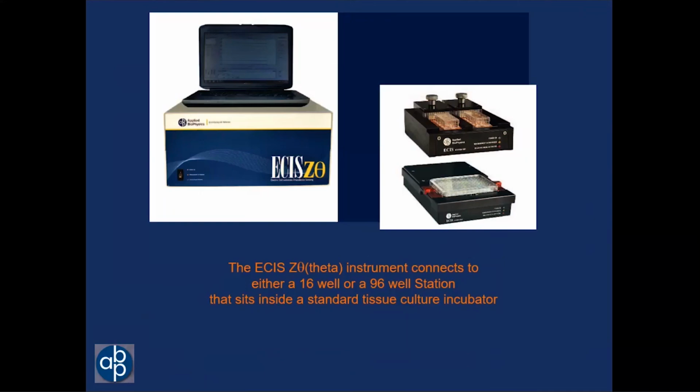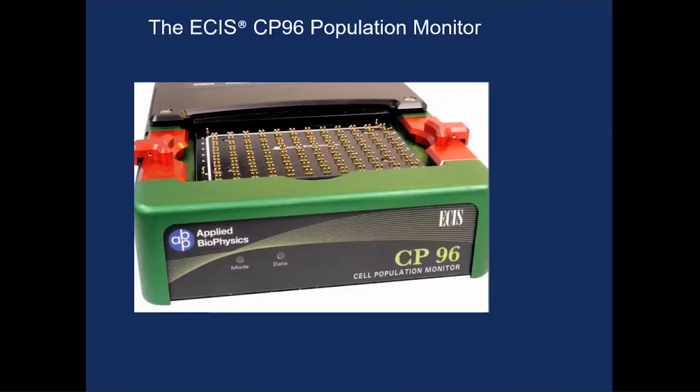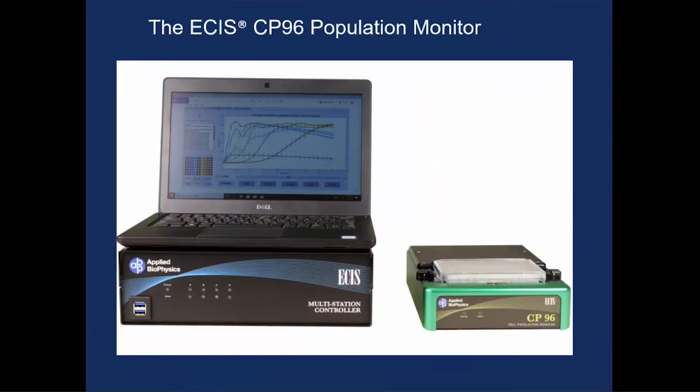There's another instrument we're just introducing, which is called the Cell Population Monitor, the CP96. This is a less expensive instrument which monitors cell capacitance and reports that data as the percent of coverage of the electrode. A complete turnkey system here is about half the price of the ECIS Z theta and sells for less than $17,500 in the United States.